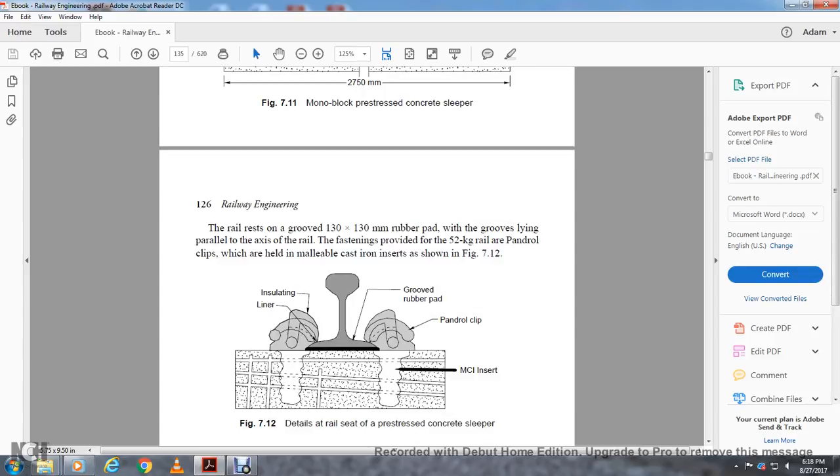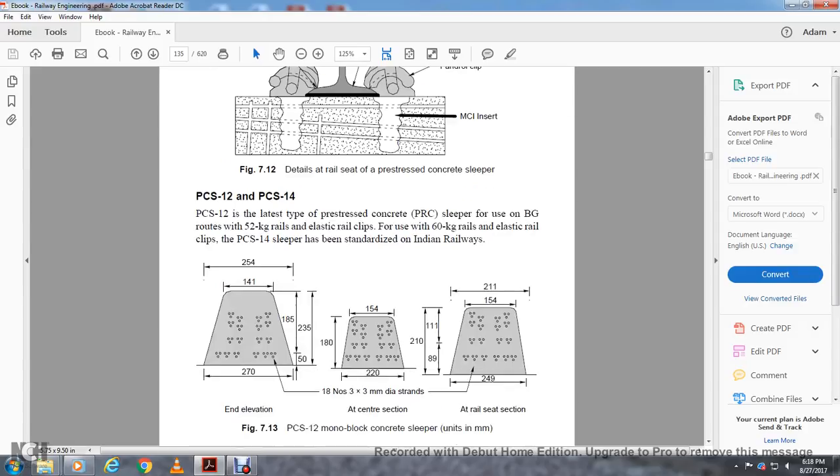Pandrol clip, 167 millimeter gauge and rubber pad on monoblock pre-stressed concrete sleeper. The rail is resisted by a 130 millimeter rubber pad with grooves lying parallel to the axis of the rail. The fastening provided with a 52 kilogram rail is Pandrol clips held with a malleable cast iron insert, as shown in Figure 7.12. This shows the insulating liner, grooved rubber pad, and Pandrol clip with MCI insert.